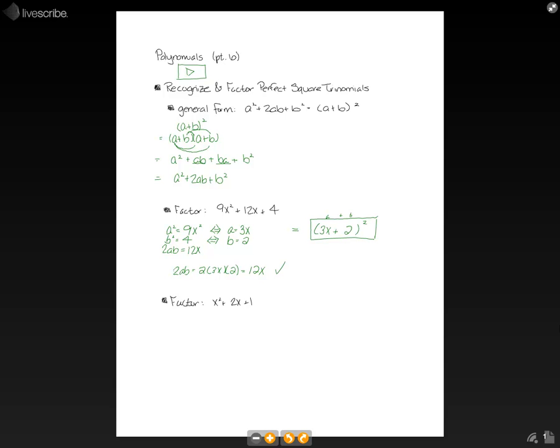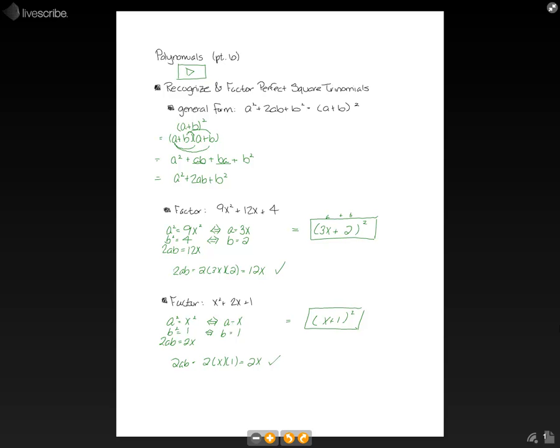If we look at the next expression, we're asked to factor x squared plus 2x plus 1. According to this, a squared is just x squared, b squared is 1, and 2ab is 2x. This tells us that a is x, b is 1, and then 2ab is 2 times x times 1, which is 2x, which checks. Which means if we put it into the form a plus b quantity squared, we get x plus 1 quantity squared. And that's how you do perfect square trinomials.